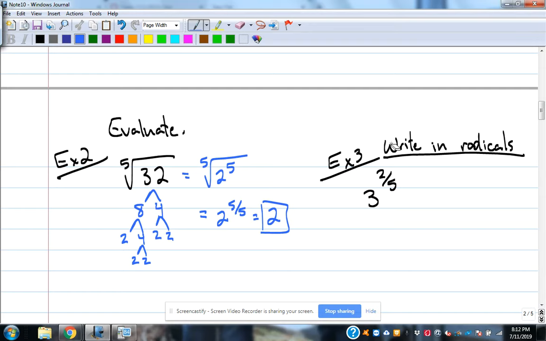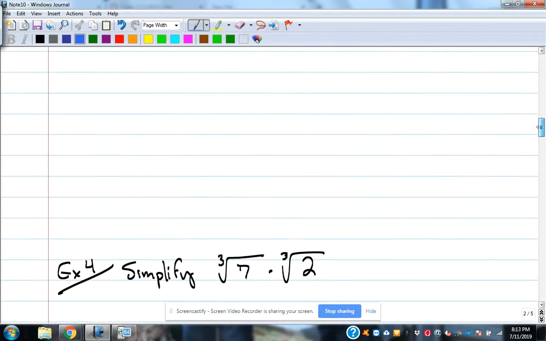Example 3, we want to write 3 to the 2/5 in radical form. Again, the denominator is going to become the index on the root. So it's the fifth root of 3 squared, and we could simplify that a little and leave it as the fifth root of 9 to write it in radical form. So that is going from rational to radical form.